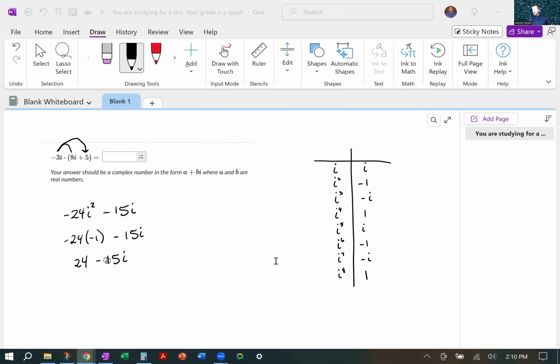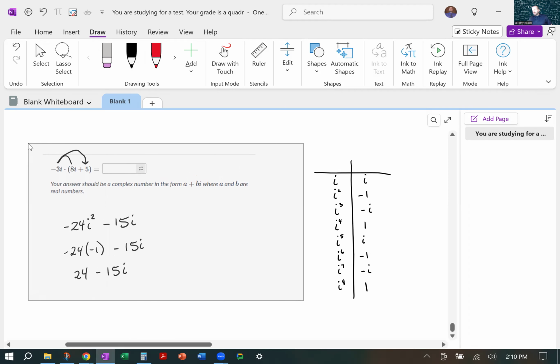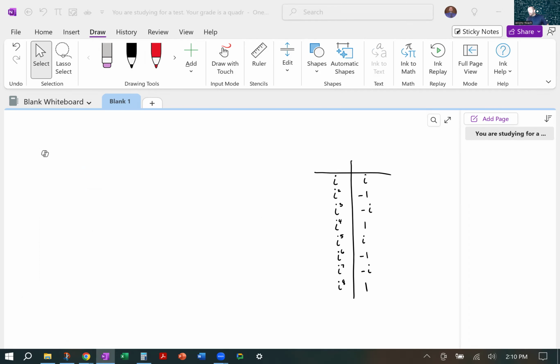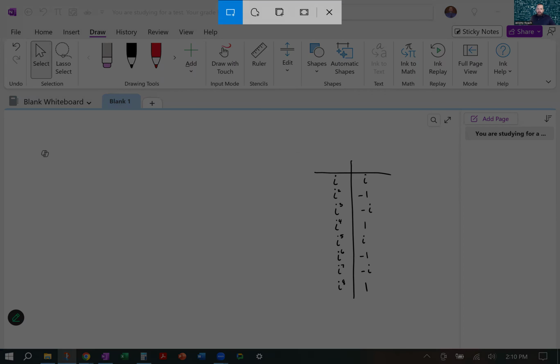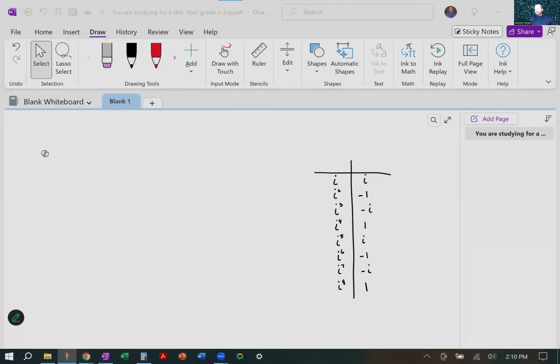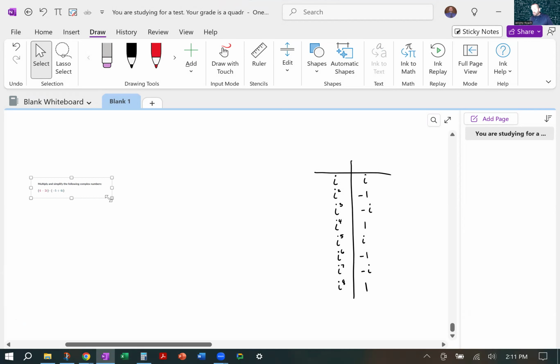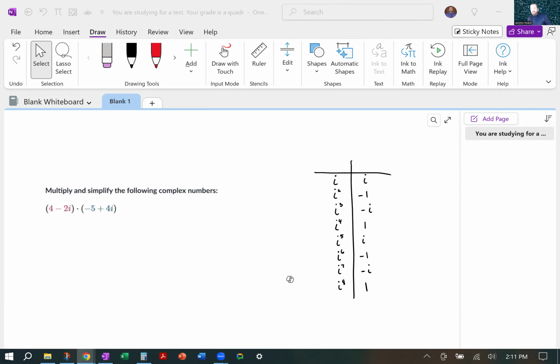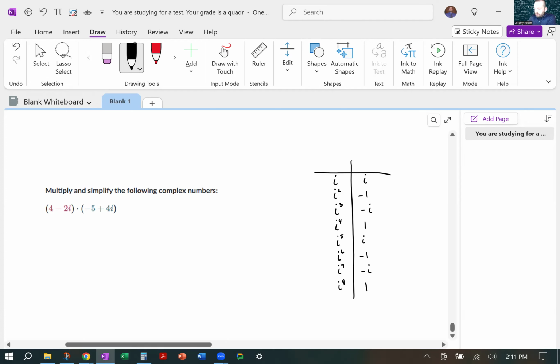Okay, now we've got some where we have to use the FOIL method. So we're going to multiply two binomials, and they're going to have a complex answer. So we should have a total of 4 terms for this. I was going to show you the shortcut for this, but I would suggest not doing the shortcut unless you're incredibly familiar with the shortcut.